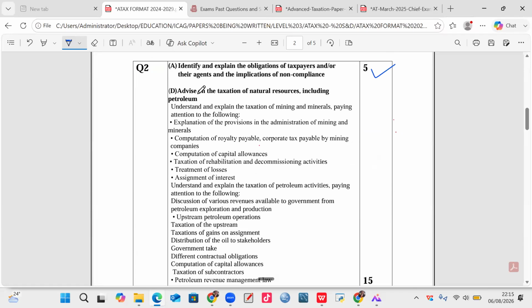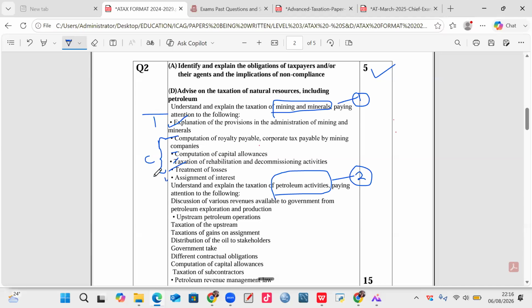Now here is question 2D, which is the 50 marks. It's always on one of the two. It's either on mining and minerals or it's on petroleum activities. So we have to prepare for these two, theories and computation. Mining: explain the provisions, this theory. Computation, taxation of rehabilitation and recombination activities, computation. Treatment of losses, computation. Assignment of interest, theory. So these 3 are all computation under mining.